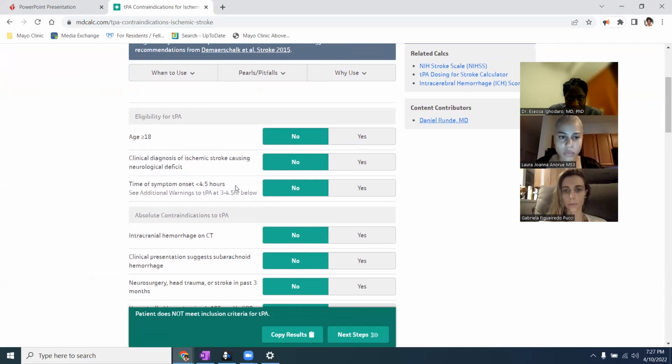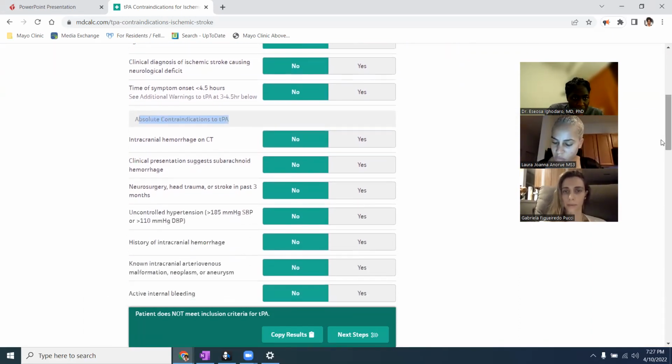Time onset, like you said, less than 4.5 hours. Now, here are absolute contraindications to TPA. We get a CT head and we see hemorrhage on CT. Clinical presentation suggestive of a subarachnoid hemorrhage. Any neurosurgery or head trauma or stroke within the past 3 months, and that's because of concerns for hemorrhagic transformation or just worsening brain bleed.